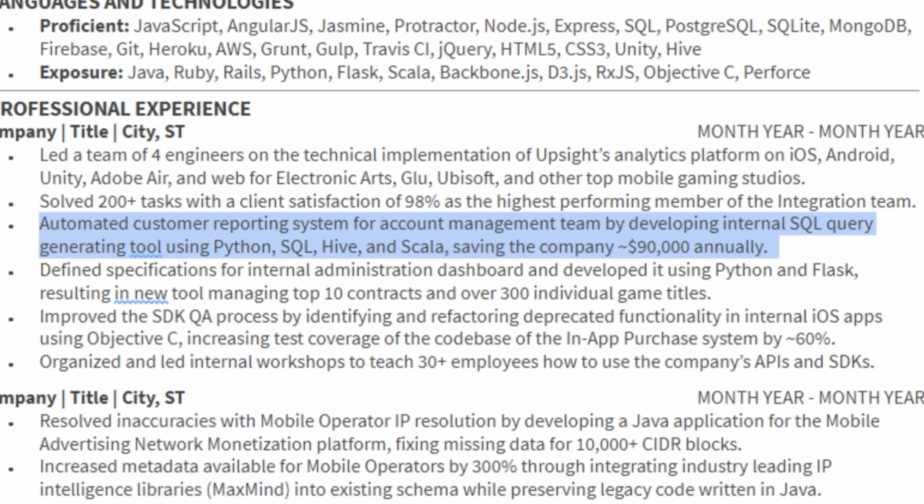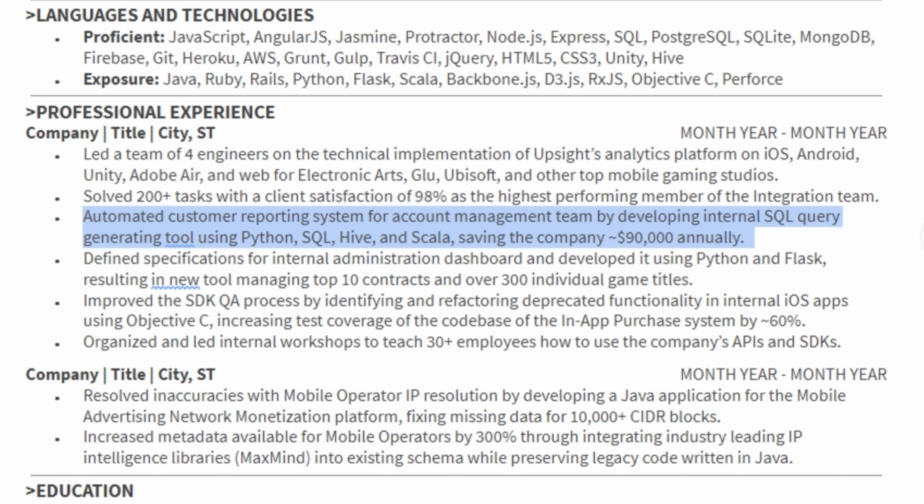Automated customer reporting system for account management team by developing internal SQL query generating tool using Python, SQL, Hive, and Scala, saving the company about $90,000 annually. And I mean, obviously that 90,000 is what pops out at you on this bullet point. And it's basically saying like my work saved basically 1 year salary for someone. So hopefully you guys can see the power of these quantifiers, and like every single bullet point on this resume has one. Let's go over one more.